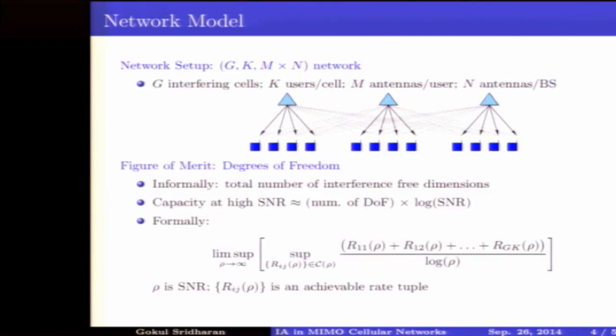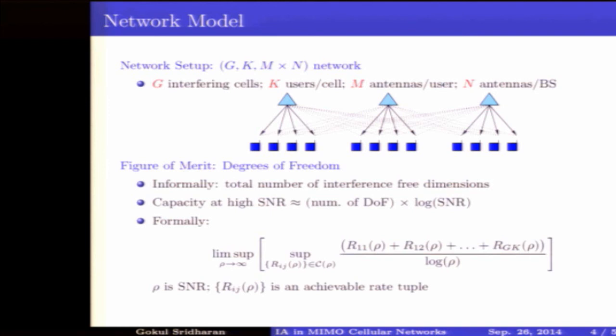The network that I'll be focusing on is a GKMN network. So that's G cells; cells are the triangles here. And I have K users in every cell. And I have M cross N antennas: M antennas at the users and N antennas at the base stations. So GKMN keeps appearing again and again, so you might just want to bookmark it.